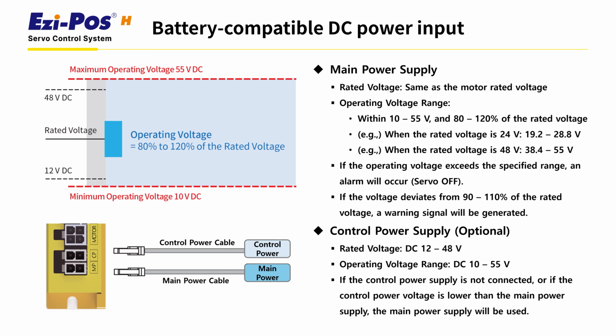Even without main power, communication, monitoring, and encoder functions operate as long as control power is supplied. The rated voltage is 12 to 48 volts, and the operating range is 10 to 55 volts. If control power is not supplied or is lower, the main power is used as the control power.